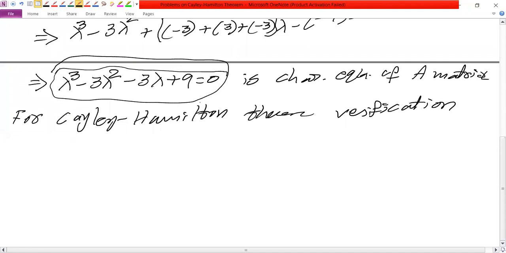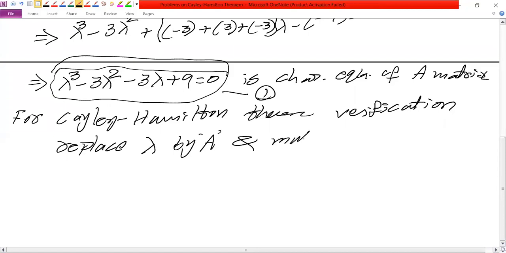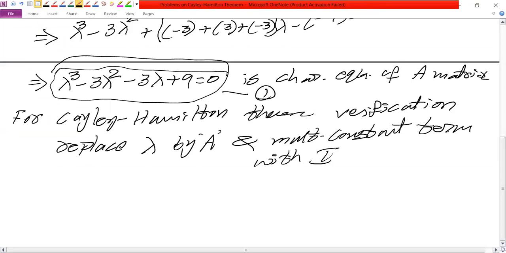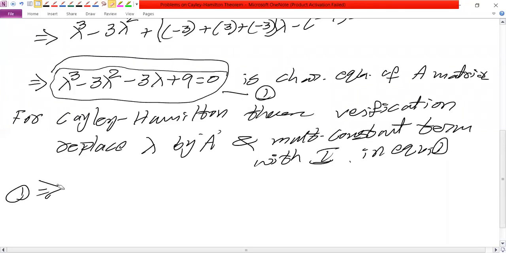Taking this as equation number 1, replace lambda with A, that is lambda by capital A, and multiply the constant term with capital I. It is nothing but the identity matrix. That implies equation 1 becomes like this. The number 1 we mentioned is only for our convenience.